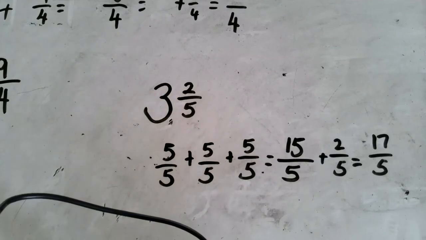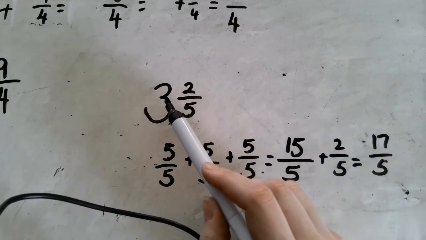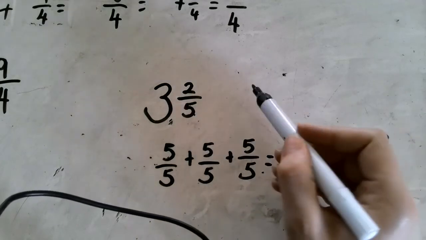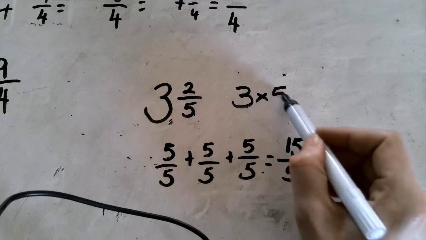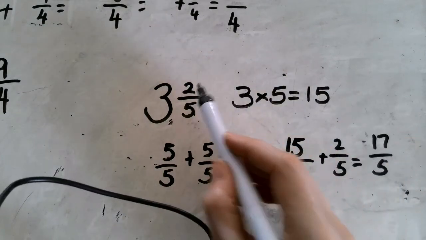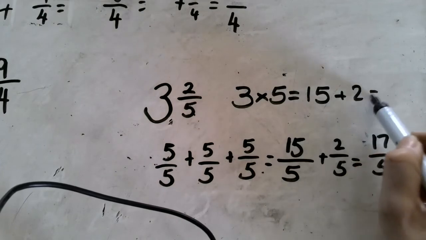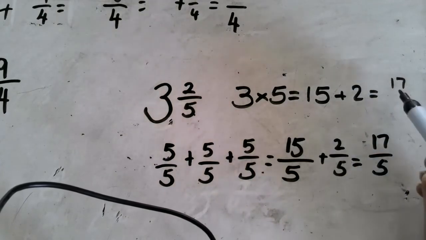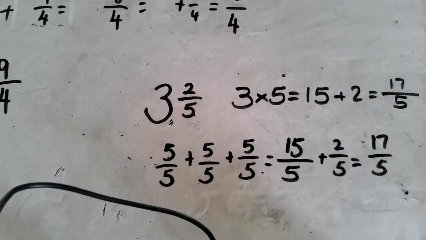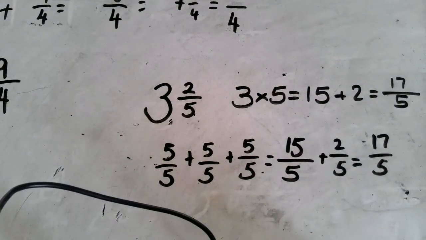The other way, as I said just now, is we multiply our whole number, our integer, by our denominator. 3 times 5 is 15. We then add our numerator, which is 2, and we keep our denominator constant. Okay, so there's 2 ways there that you can convert mixed numbers into improper fractions.